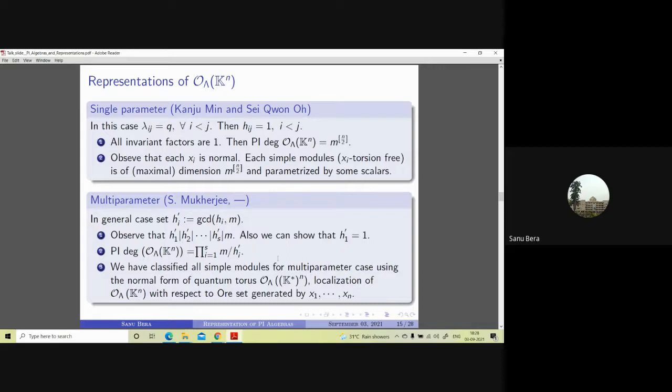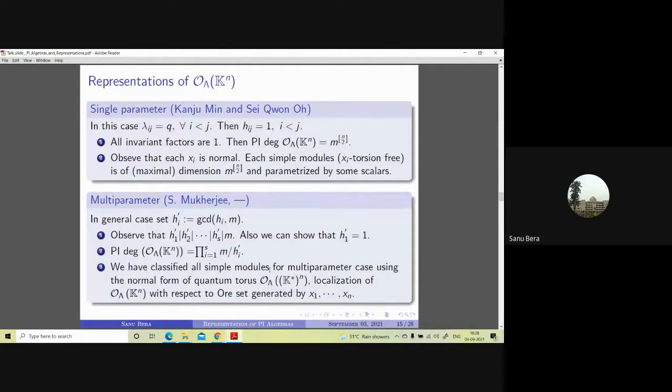And we have explicitly classified all xi torsion free simple modules, because it is enough to consider xi torsion free, since in the other case we can reduce the variables of the algebra. So we have classified all the simple modules in this case.